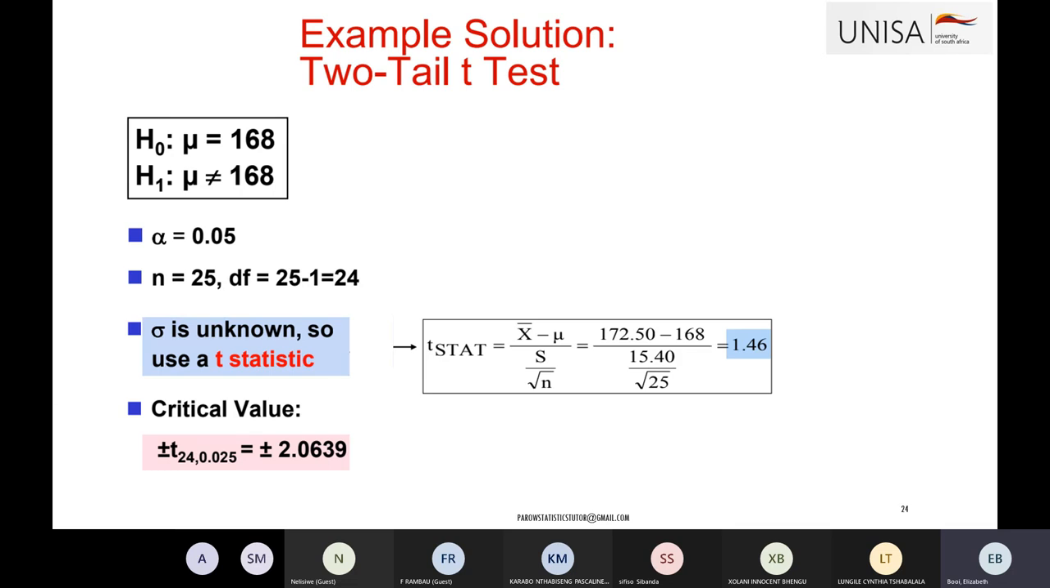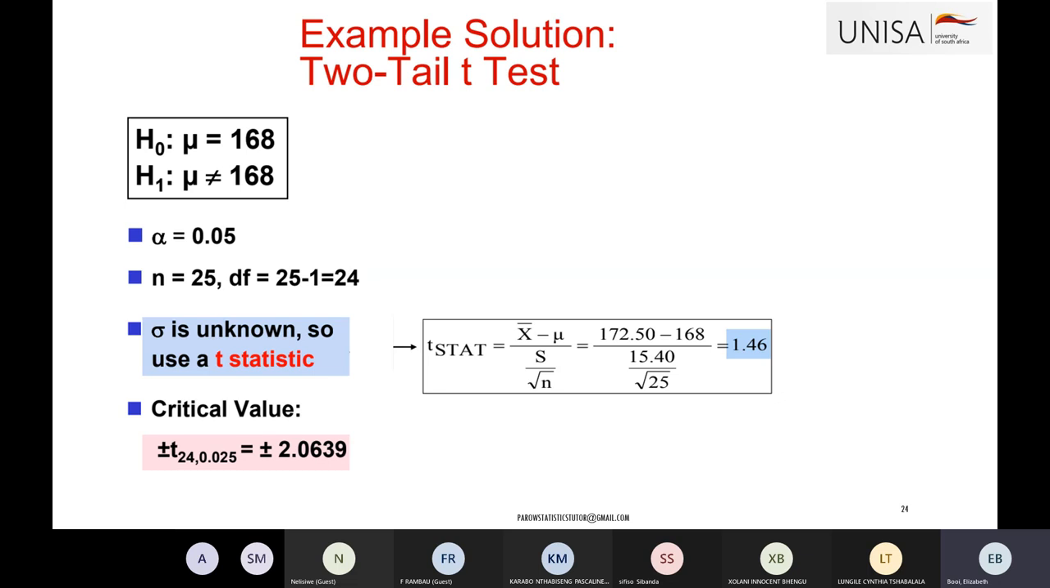Step number five states that we need to calculate the test statistic. Calculate the test statistic that we have identified. And our test statistic is the sample mean minus the population mean divided by the standard error, which is your sample standard deviation divided by the square root of n. So our sample mean is 172.50, it was given to us, minus 168, which is our population mean, which is always stated in the hypothesis testing, divided by the standard error, the sample standard deviation of 15.40 divided by the square root of the sample size, which is n, which is 25. Calculating the whole thing, you find 1.46.